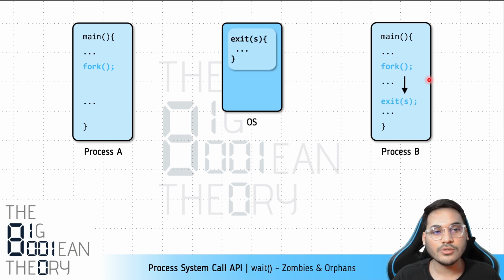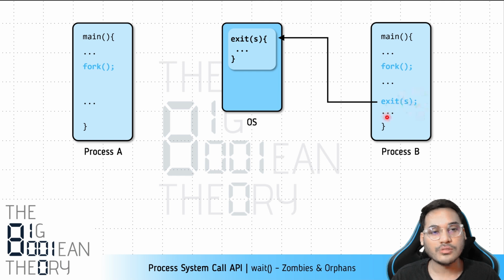Process B goes on and requests termination by calling the exit system call, and it passes the exit code. This integer S that you see is the exit code of process B, and it is used to signify whether the process completed its job successfully or whether there was some kind of error. So that is the significance of the exit code, and it is crucial that we pass that back to the parent so that the parent can inspect it and take some appropriate action.